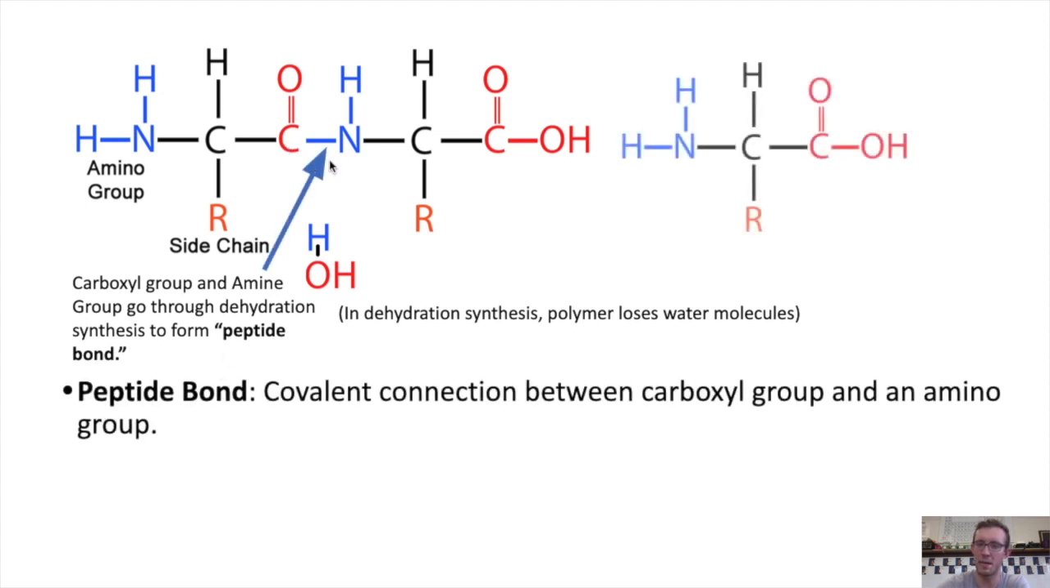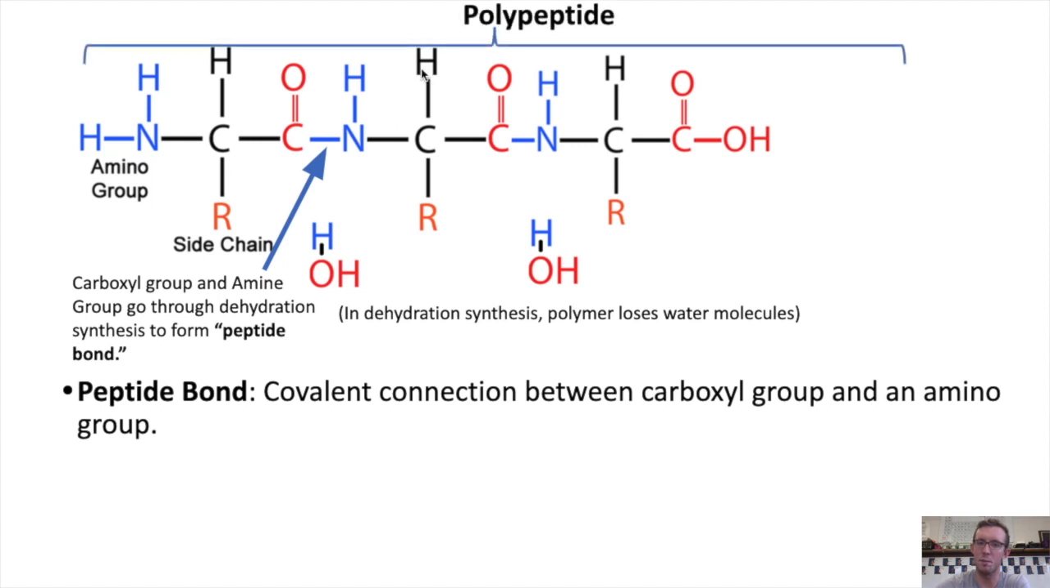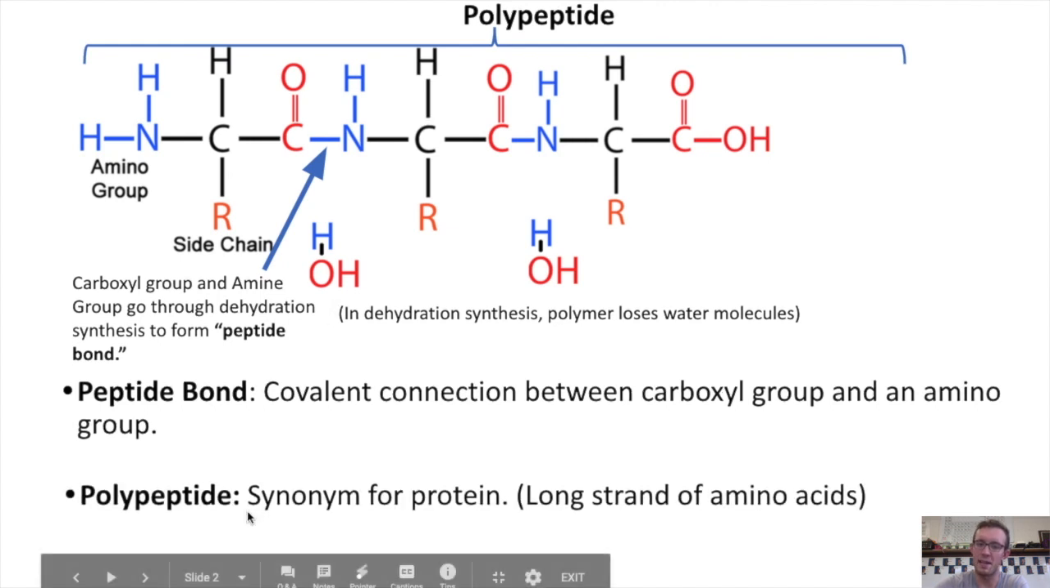And so we'll show another peptide bond forming here. Again, in dehydration synthesis, water molecules break off the longer polymer. And so through a series of peptide bonds, a series of dehydration synthesis reactions, a longer strand of amino acids can get synthesized together into a protein. And so proteins can also be called polypeptides, just many peptide bonds strung together.